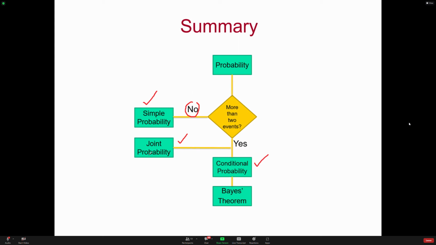The joint probability can be the probability of A or B, or the probability of A and B. The conditional probability is the probability of A given that event B has occurred. All right, with this, I stop here the chapter on probability.